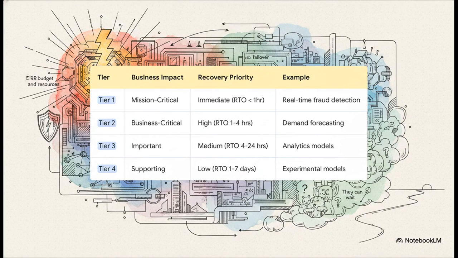This is exactly why you can't treat all your AI systems the same. You've got to tier them. Your tier 1 systems, right? The mission-critical stuff like a real-time fraud detection engine, that goes down, the business stops. It needs to be back up like yesterday. But that experimental model your data science team is playing with in tier 4, yeah, that can probably wait. By tiering everything like this, you can be super strategic about where you spend your time, your money, and your resources. You protect what matters most.